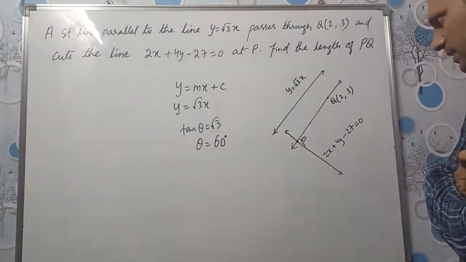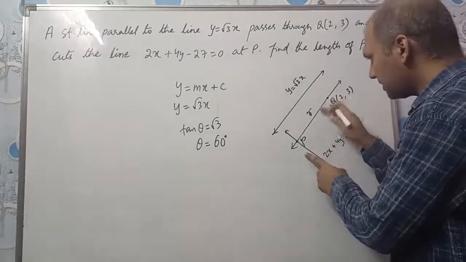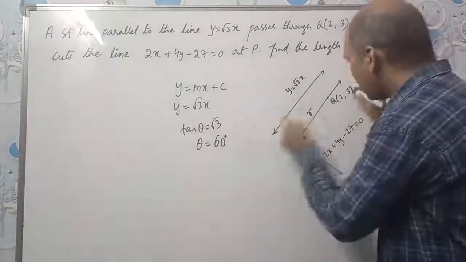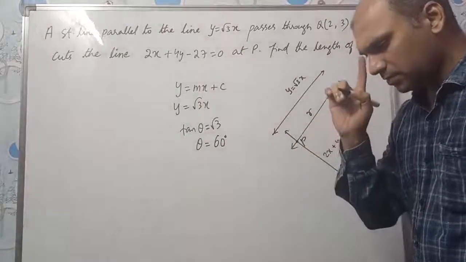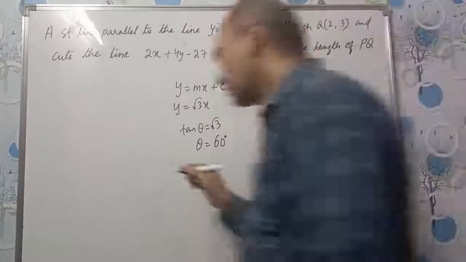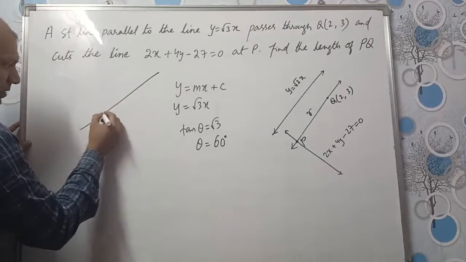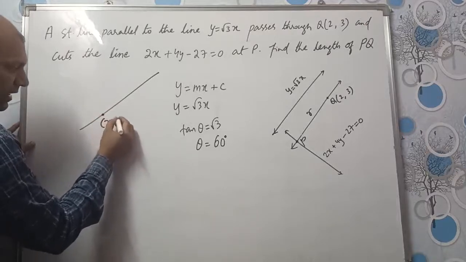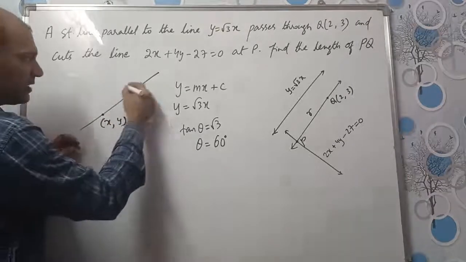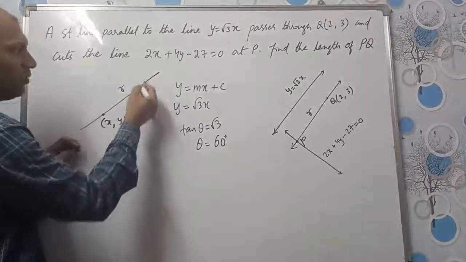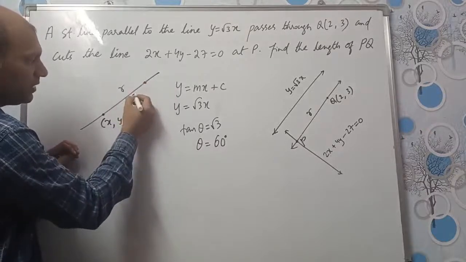So let this distance be some r. Let this distance be r, and we know the angle that this line is making with the x-axis and we have a point. So does it ring some bell? Is it ringing some bell? See, this is, let us say, x comma y. We have a point x comma y. At a distance of r units, we need to find one point. What will be the coordinates of this point?